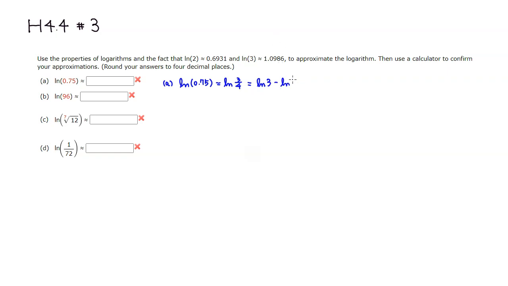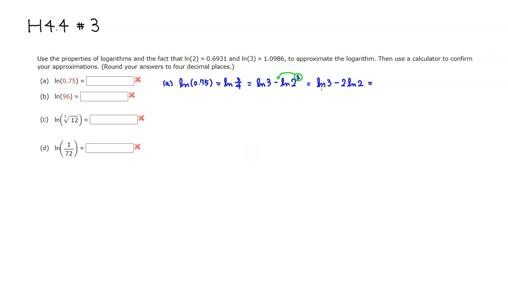But can I write 4 as 2 squared? So it's 2 squared, because we only know about the natural log of 2 and the natural log of 3. Then another log property allows us to put the 2 in front. So we can rewrite it as the natural log of 3 minus 2 times the natural log of 2. Then we know these values, so we can plug them in.